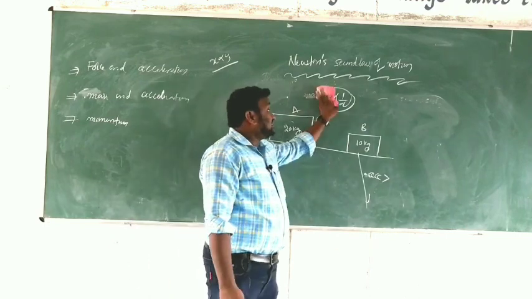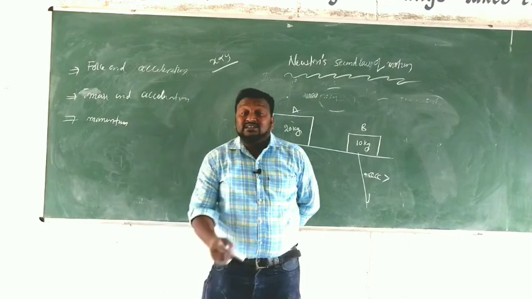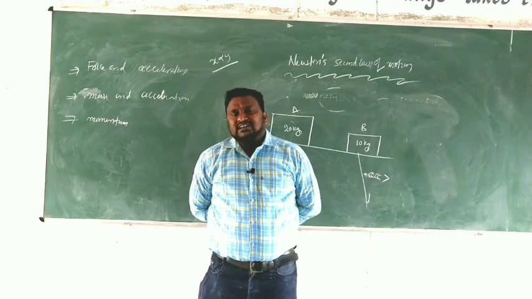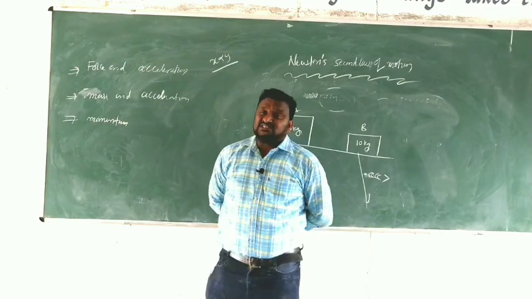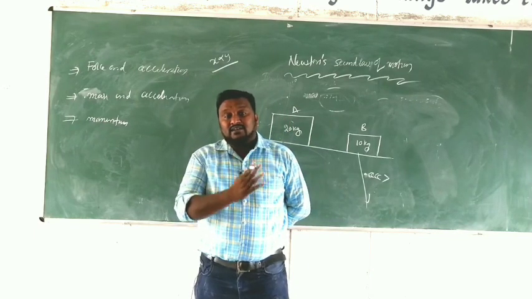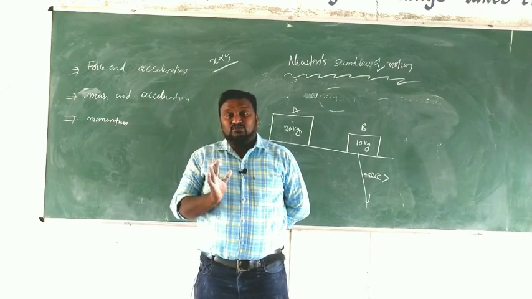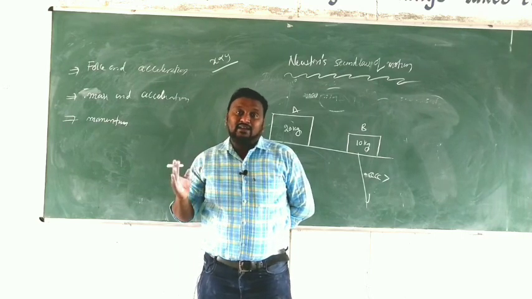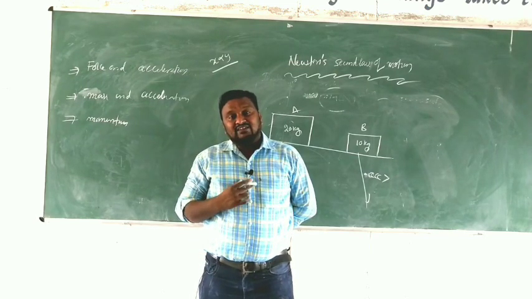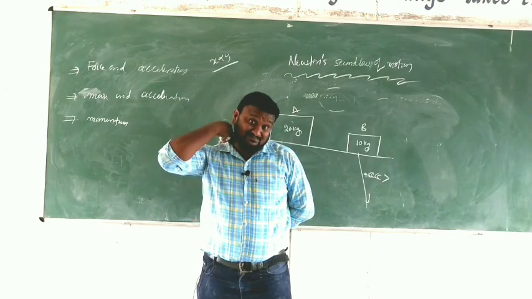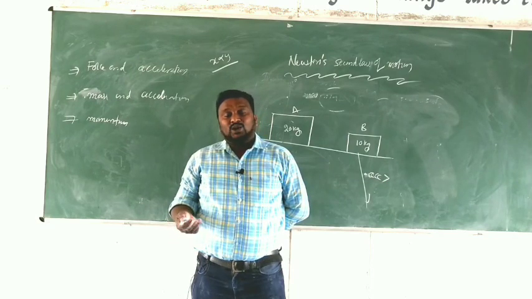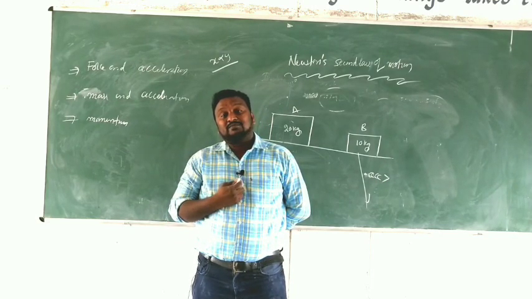Clear? Now I am asking one question, and you have to think yourself. According to this, the body which has less mass should have more acceleration. Comparing the car and the auto, which one has more speed or more acceleration? Car only. Then how can we justify this?